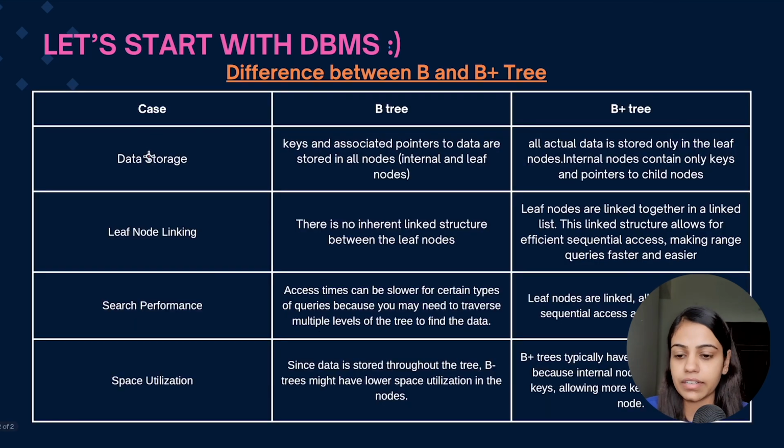Now coming to the basic differences. The first one is data storage. In a B tree, keys and associated pointers to the data are stored in all the nodes, internal as well as leaf nodes.